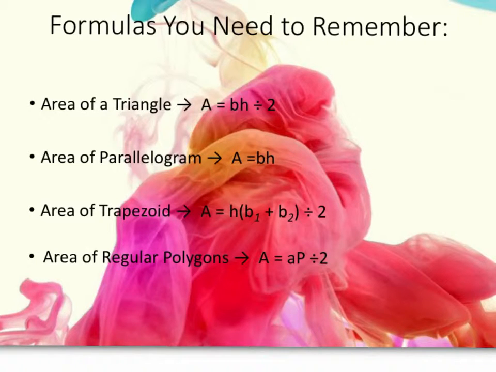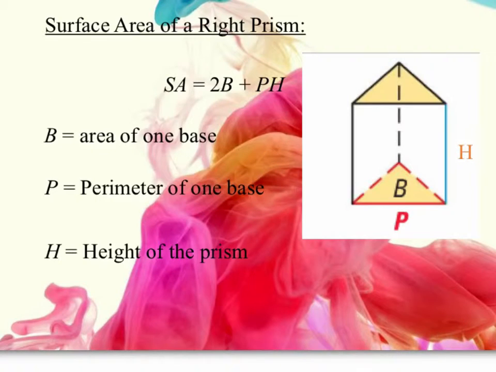So what happens if you have a prism with the bases of a hexagon or pentagon? You would have to use the area of the regular polygons to help you find the surface area of that prism. Okay, let's take a look at the surface area of a right prism. Remember, oblique is where it's kind of slanted and leaning to the side, but these are right prisms.